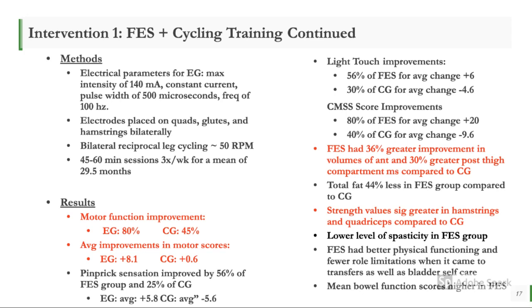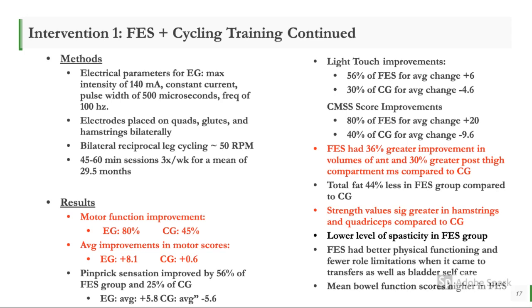So in the results, we see that the functional E-stim group that had the cycling intervention, they saw a marked improvement in motor function compared to the control group, about 80%. Their average improvements in motor scores were 8 times that of the control group. And this is all mirrored in their composite motor sensory score, which is basically showing a positive effect on their overall neurological function compared to the control group, which only improved half as much.